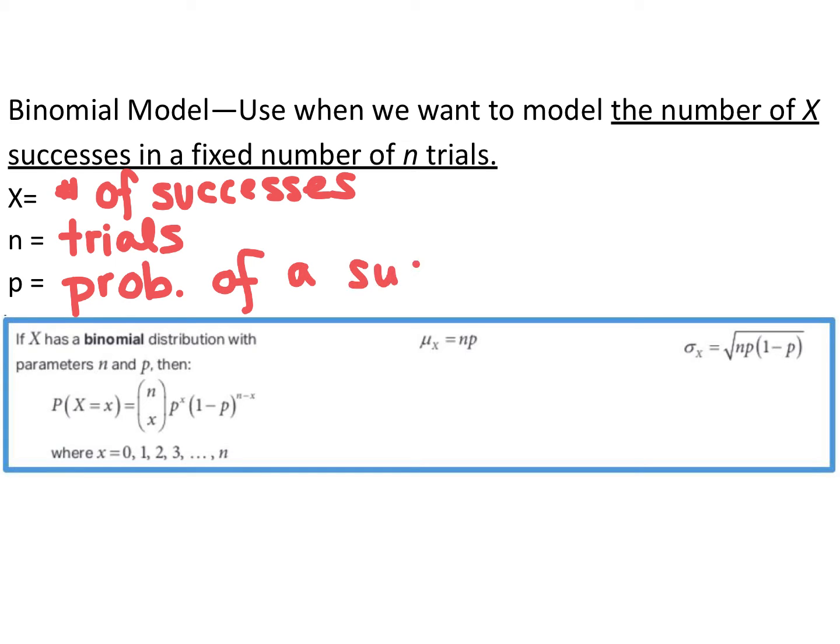You do not need to memorize the formula for a binomial model. It is given to you on the formula sheet. Here's a screenshot of the formula. Looks a little complicated, but it's really not bad. I'm going to actually logically help you think through it.